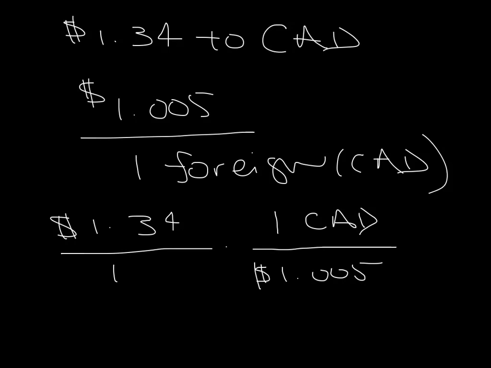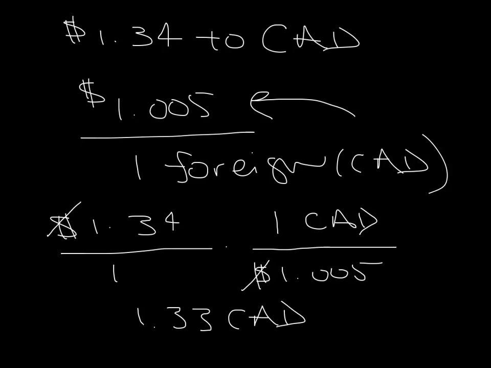We could also use the other one as long as we make sure that whatever's on the top we put on the bottom to cancel. So if we were going to do this one, we would do 1.34 times 1 and see the dollars would cancel, and we would have 1.34 divided by 1.005, and we would have no dollar sign. We wouldn't need a dollar sign because this is Canadian dollars, so we would have 1.33 Canadian dollars left. If you notice, it's exactly like what we did before. You just have to pay attention to how the chart looks.